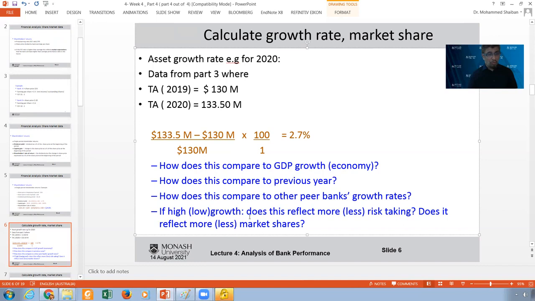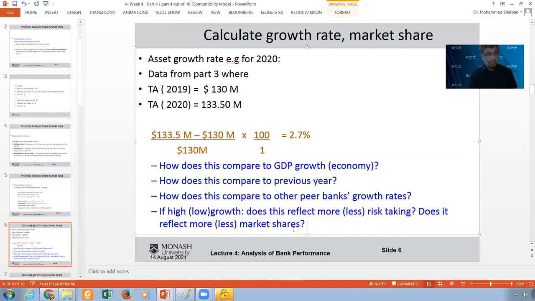If growth is high or low, does this reflect more or less risk taking? Does it reflect more or less market share? So we also have to ask questions when we are growing, which means giving more assets. Are those assets okay? Do they have quality? Is it quality lending, quality loans, or is it just more and more loans to increase this growth? So we have to look at the risk.